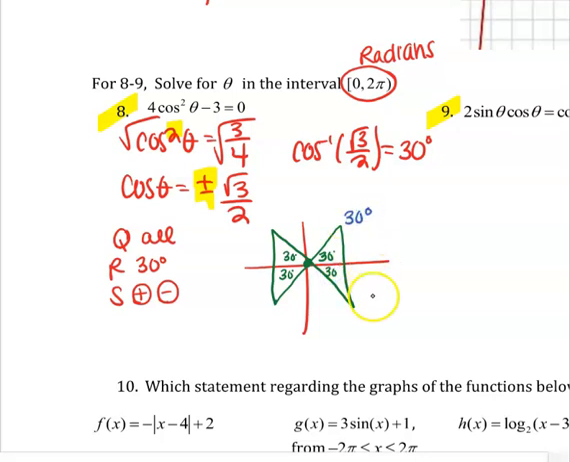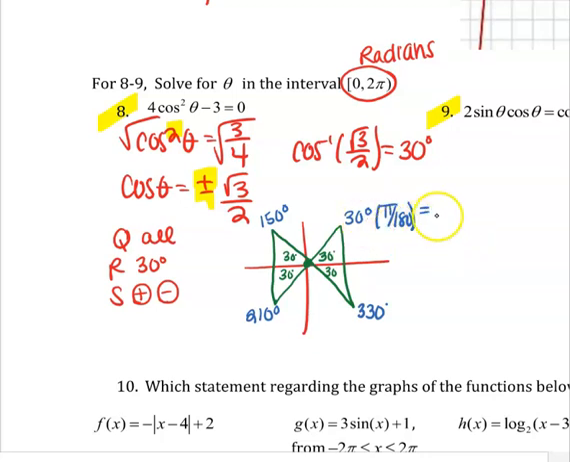Okay, so this one's 30. In quadrant 2, it's going to be 180 take away that 30, which ultimately gives you 150 degrees. 180 plus 30 would give you 210. And 360 minus 30 gives you 330. Now, those are each my answers in degrees. The thing is, though, I want radians. So, as a reminder, to convert to radians, you would multiply by pi over 180 and reduce.